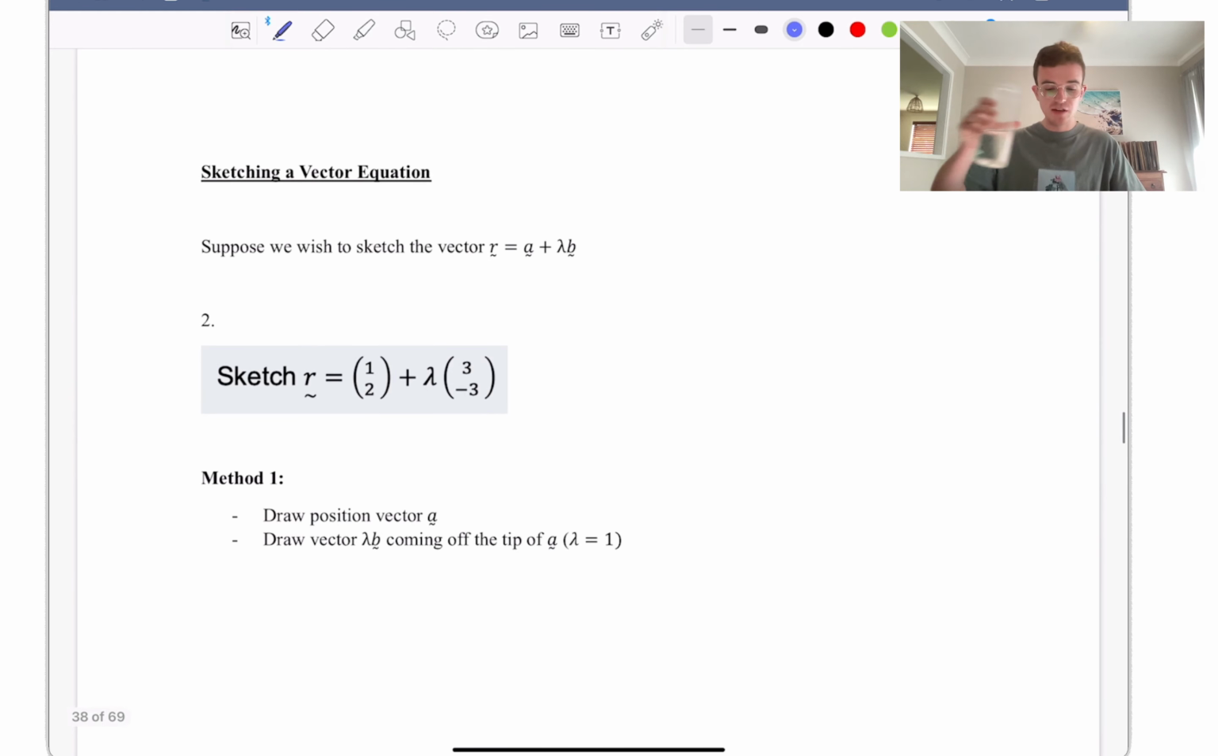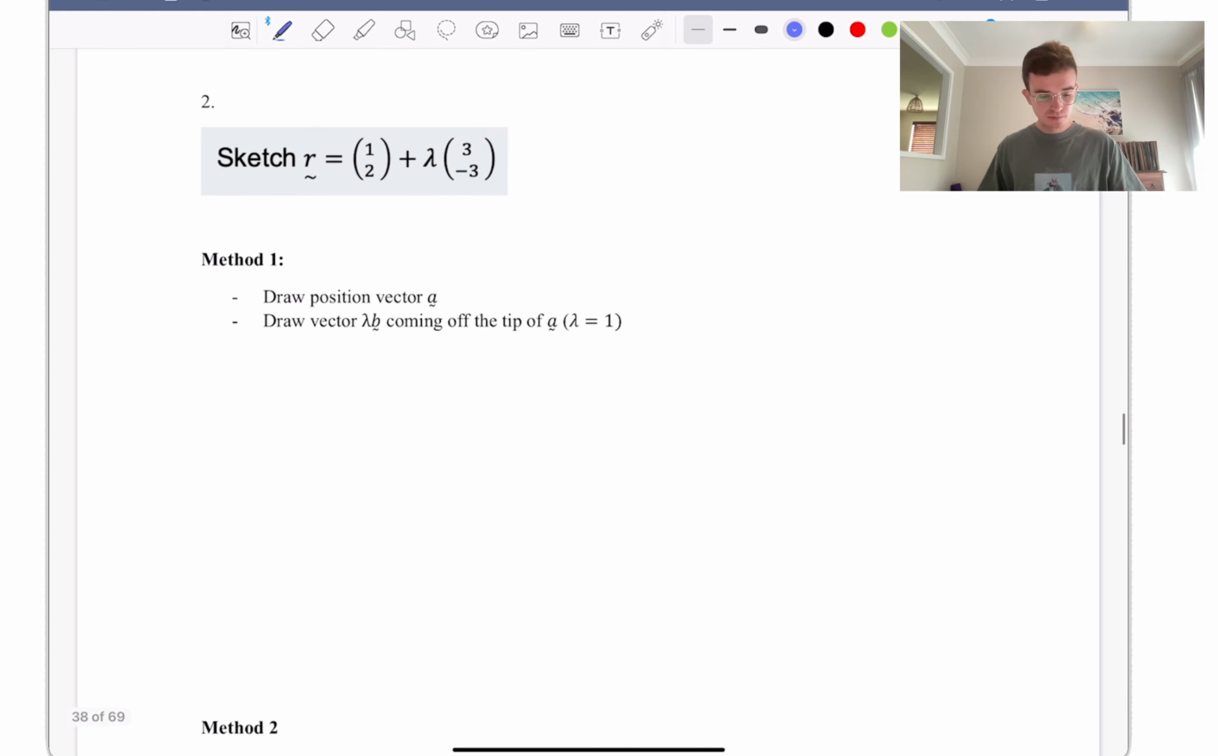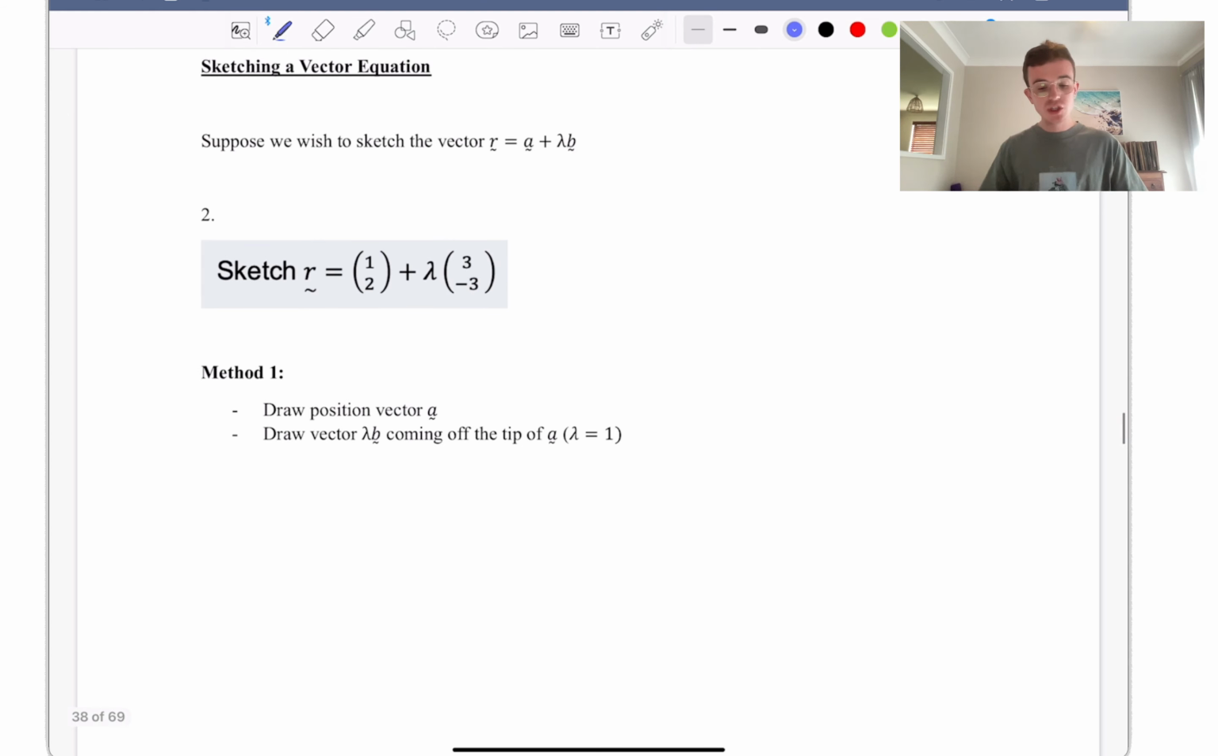Okay, sketching vector equations. Now again, when we're sketching these vector equations, it's important to realise that there are many different ways that we can represent the same vector. And there's also 2 methods of sketching the vectors, and you can decide which one you like best. So suppose we wish to sketch the vector r is a plus lambda b. So our second example today, we're sketching r is (1, 2) plus lambda (3, -3).